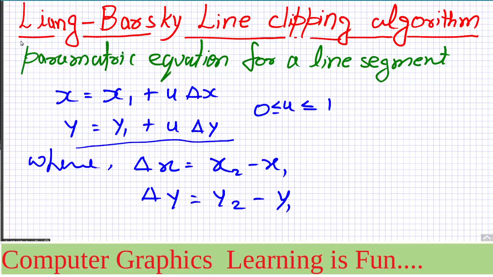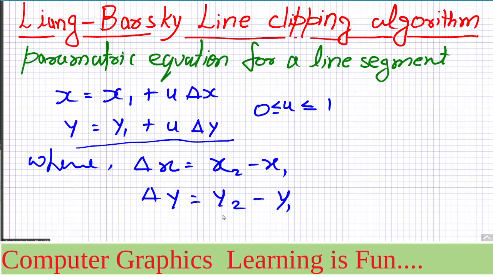It is about the Liang-Barsky line clipping algorithm. Earlier we have seen the Cohen-Sutherland algorithm. Now we are seeing the Liang-Barsky line clipping algorithm, where we start with this parametric equation which says what the values of x and y are. X is x1 plus u delta x and y is y1 plus u delta y. Delta y and delta x are the differences between the x and y positions of the two endpoints.